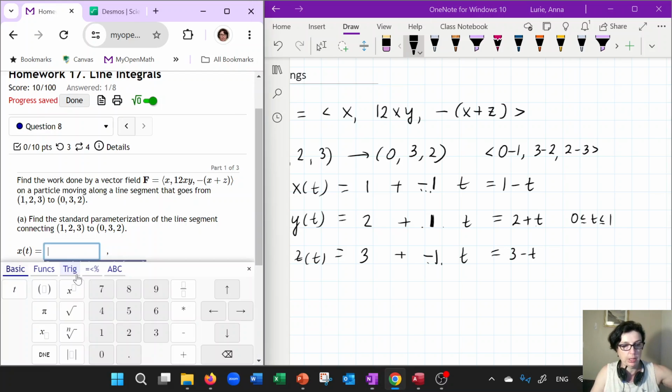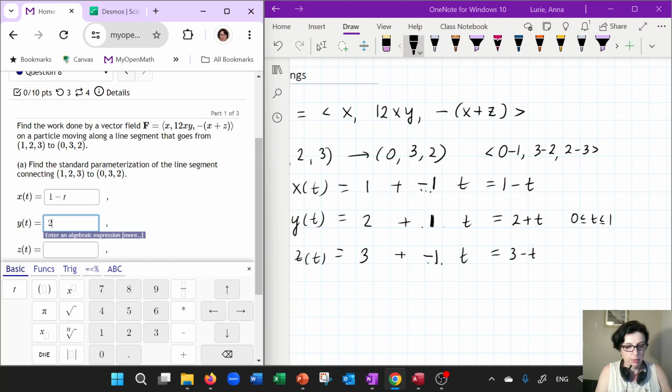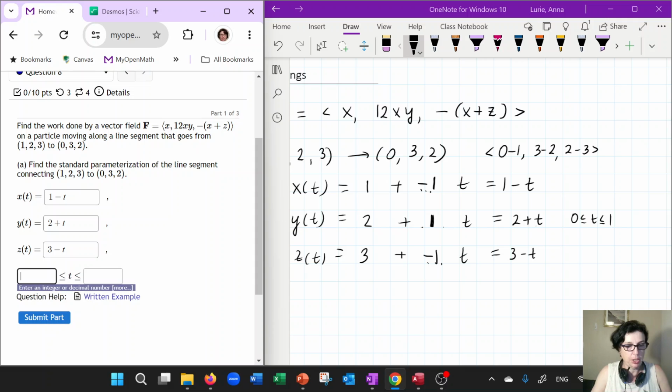So let's just see if we can type that in here. So this will be 1 minus t. This will be 2 plus t. And then this is 3 minus t. And again, t changes between 0 and 1.